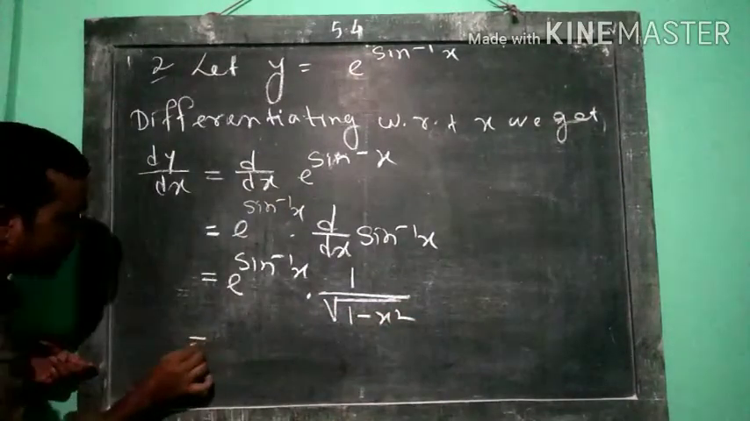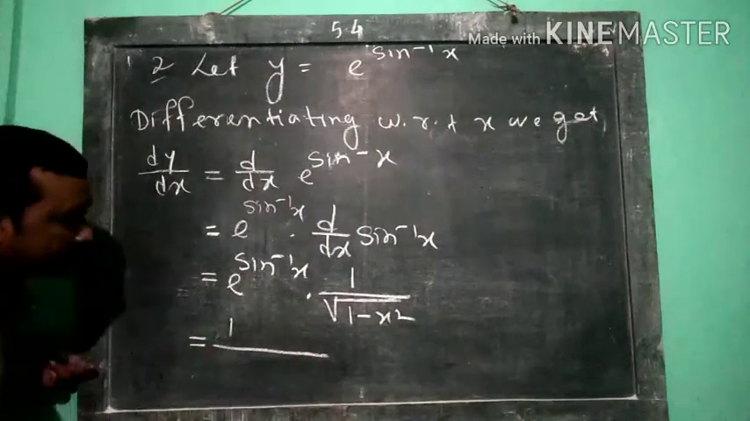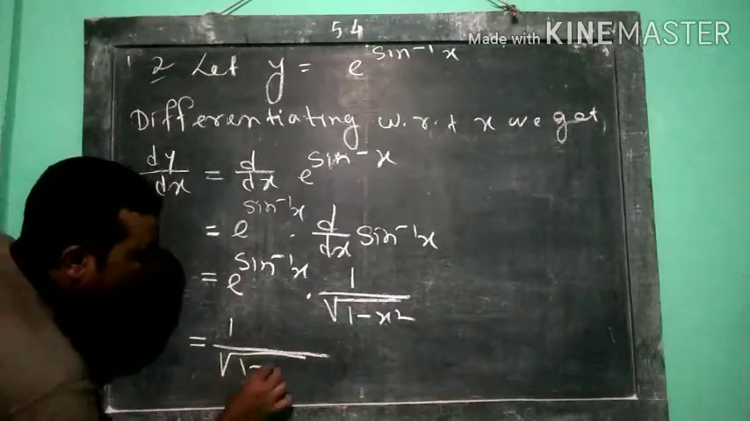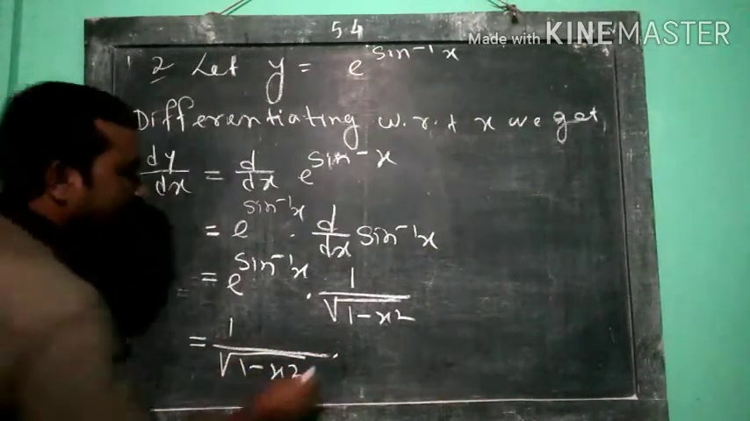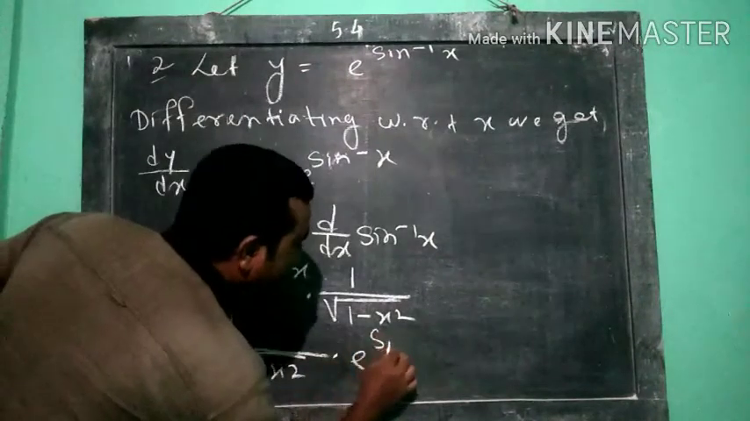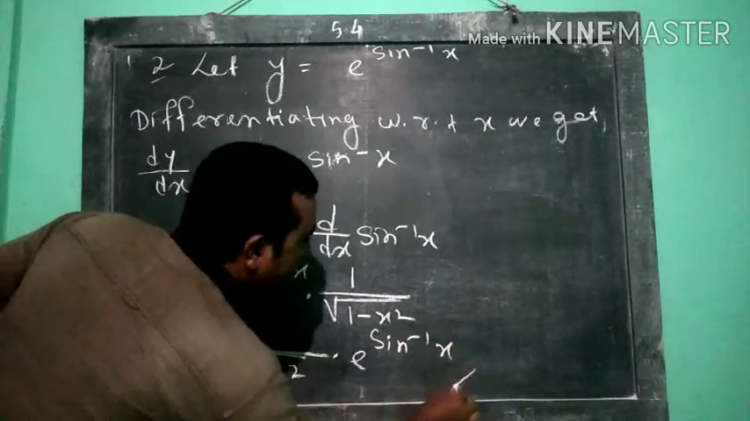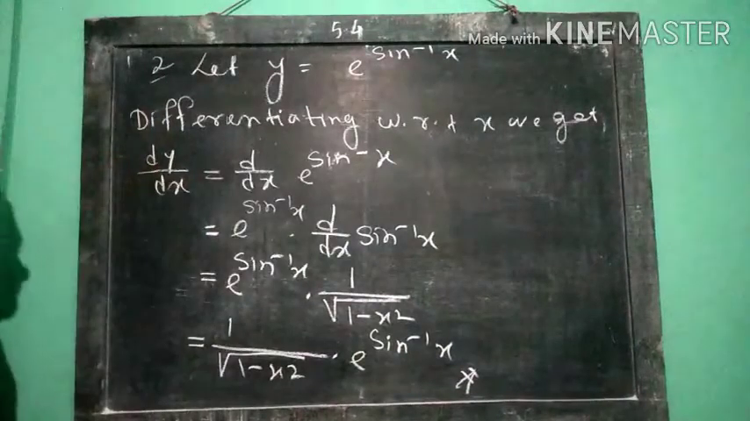So this is equal to 1 by square root of 1 minus x square into e to the power sin inverse of x. This is the answer.